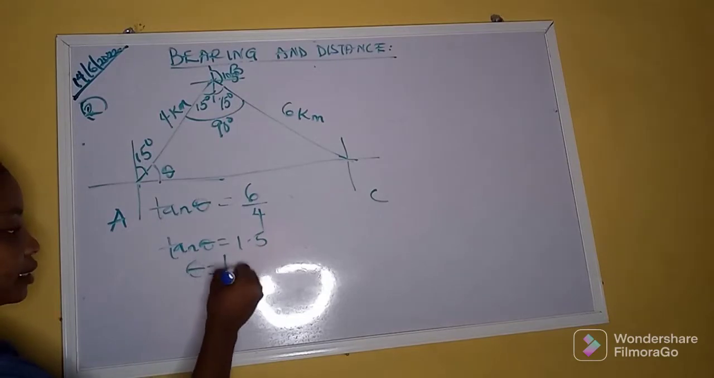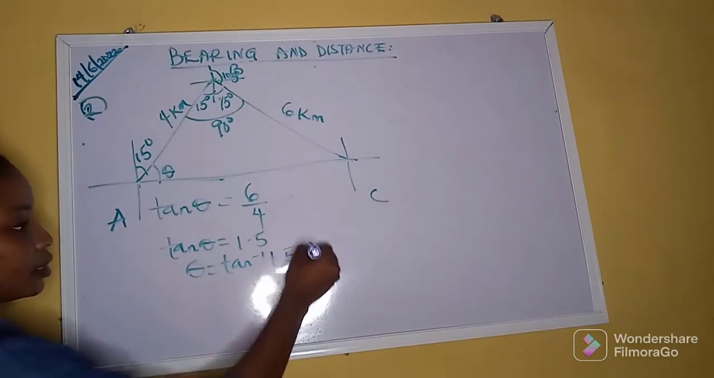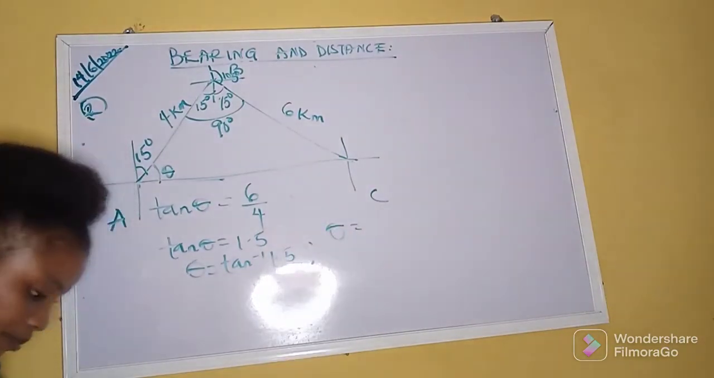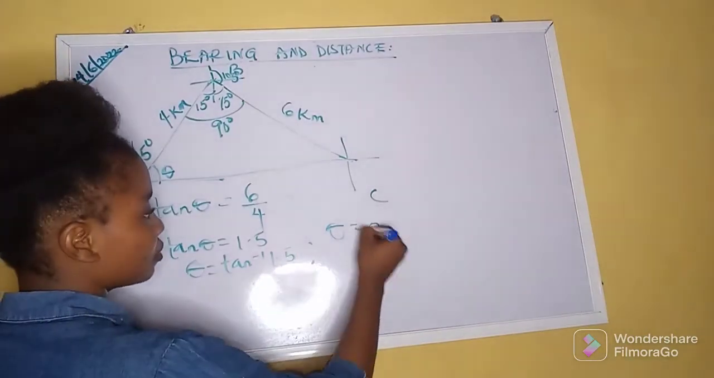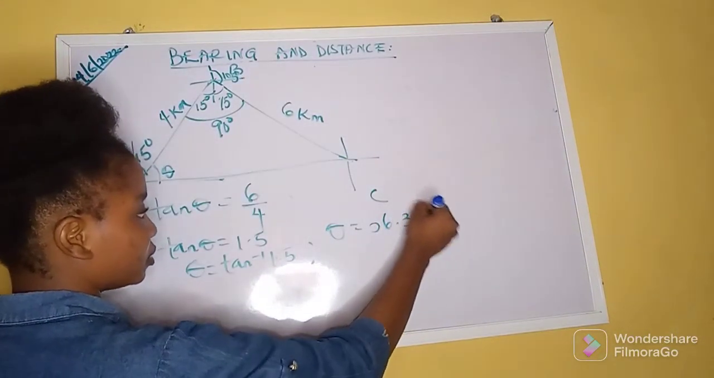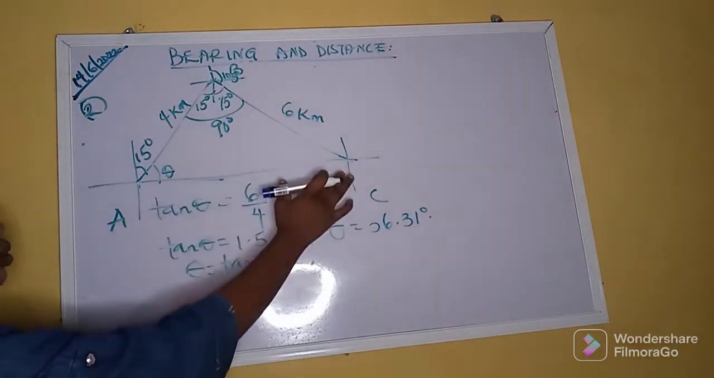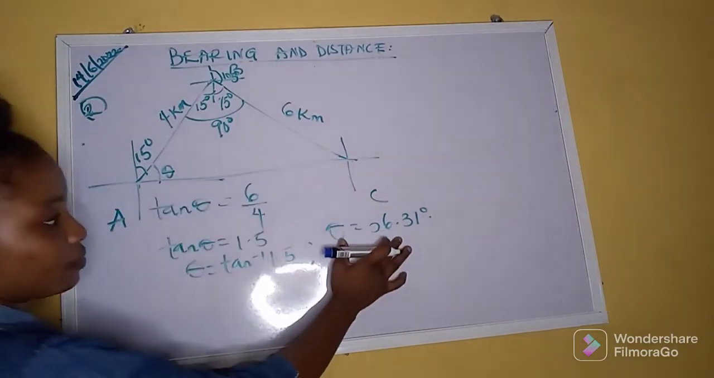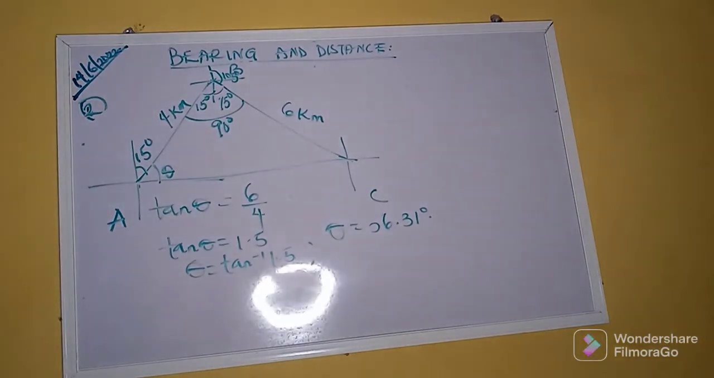Therefore, theta will be the inverse of tan 1.5. Using your scientific calculator, you should have 56.31 degrees. Therefore, the angle, the bearing of C from A is 56.31 degrees. That leads us to number 3.